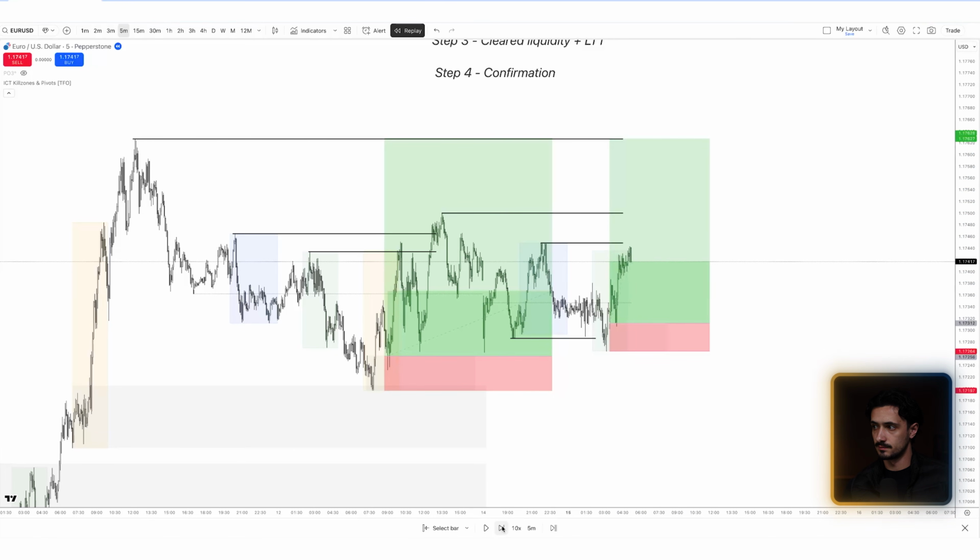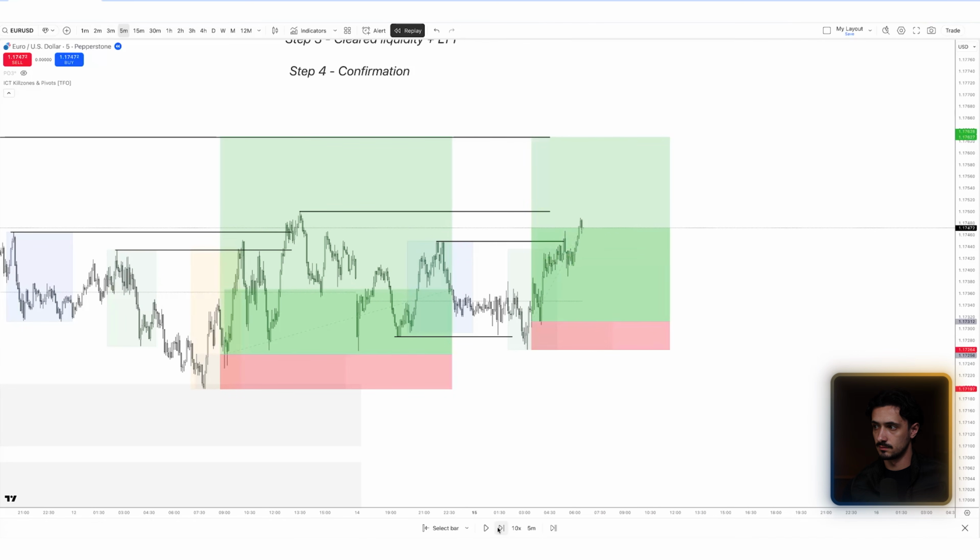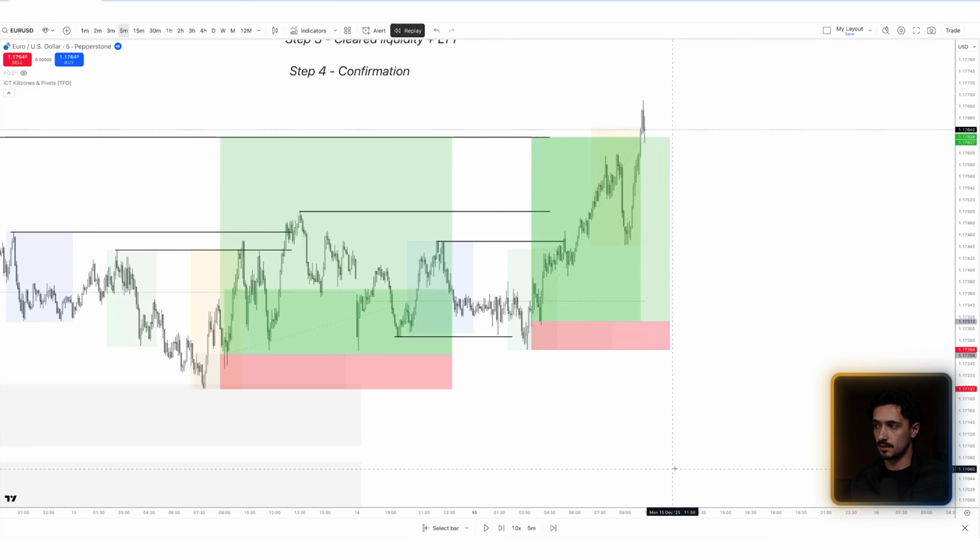And again, target 1, hit and reverse. Target 2, and target 3. Trading doesn't have to be difficult.